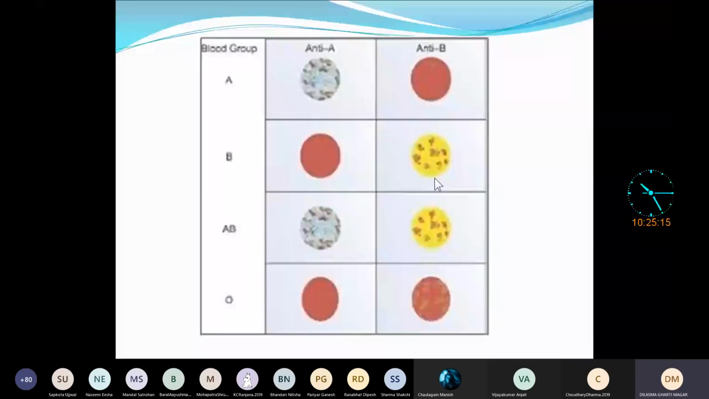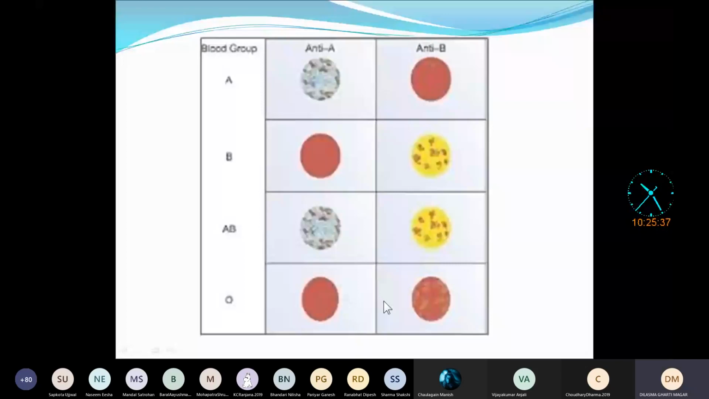And now in the third row, you can see here, there is the agglutination in both the anti-sera A side and the anti-sera B side. So there is the clumping, the agglutination is there. So it becomes the blood group AB. Understood here? So the last one, you see there is no agglutination.